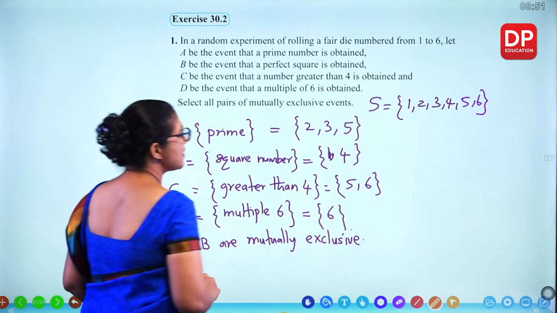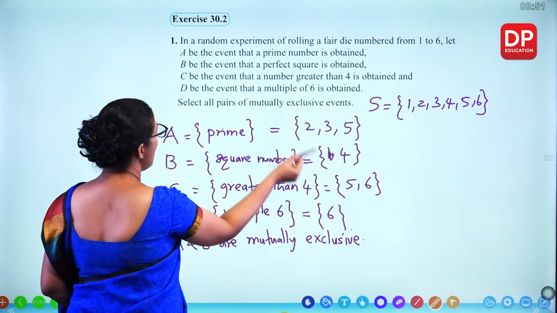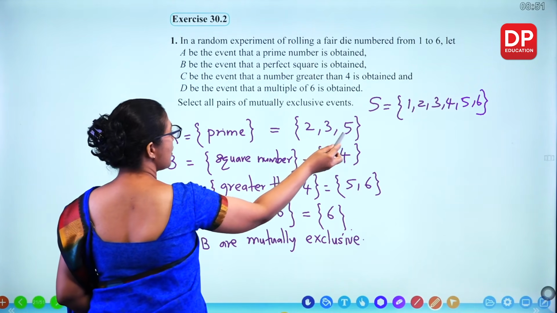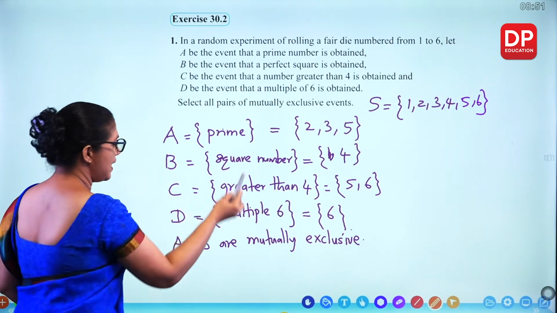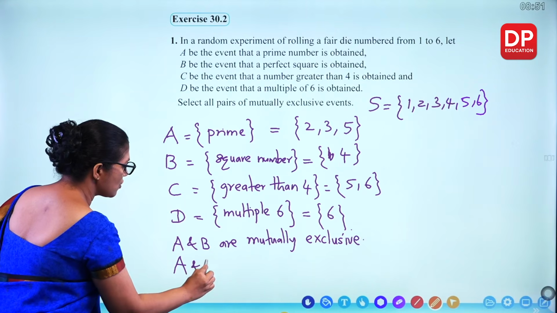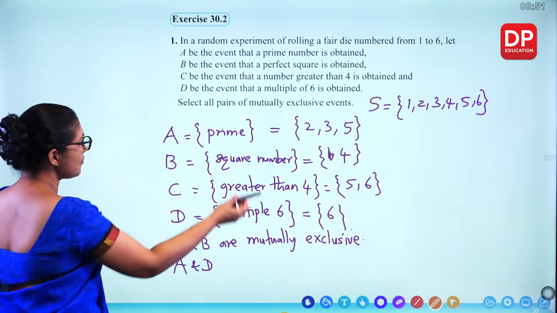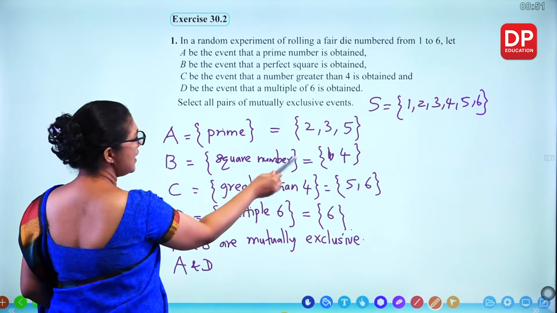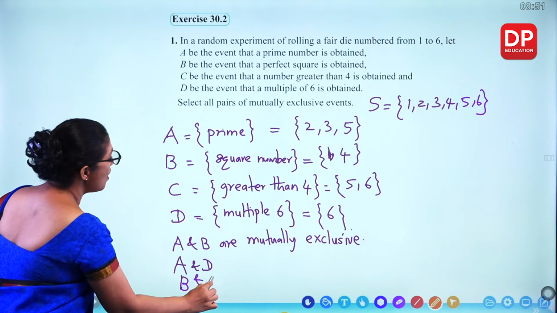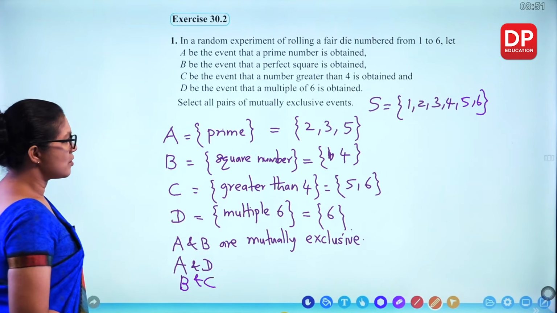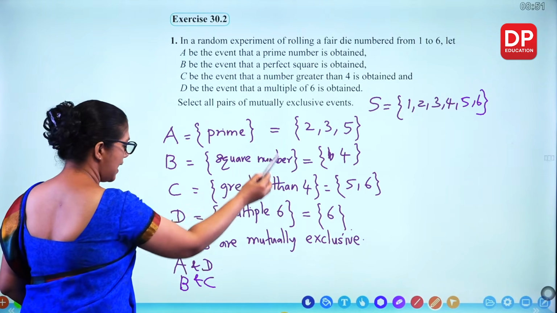What are the other elements that are mutually exclusive? We can't take A and C because 5 is common. A and D, no common elements. I can write A and D also mutually exclusive. What else now? B with C, 1, 4, 5, 6. B with C also mutually exclusive.